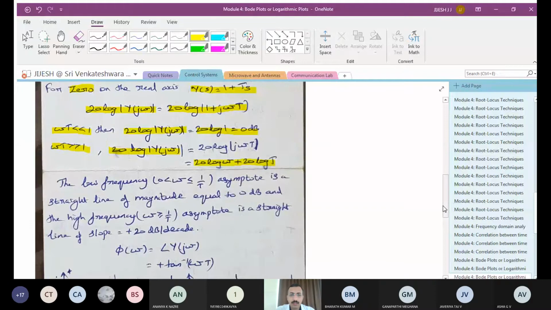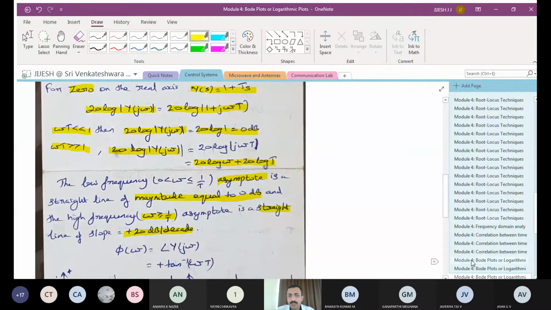So at low frequency, when omega lies between 0 and 1 by t, that is 0 less than omega less than or equal to 1 by t, the asymptote is a straight line of magnitude equal to 0 dB. At high frequency, omega greater than 1 by t, the asymptote is a straight line with a slope of 20 dB per decade. So when the frequency is high, you can observe a slope of plus 20 dB per decade. We have seen this in the cases before also.